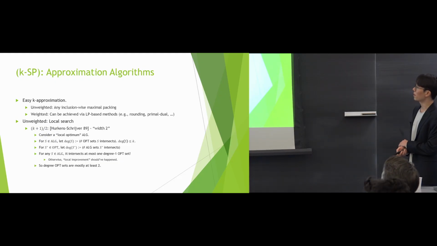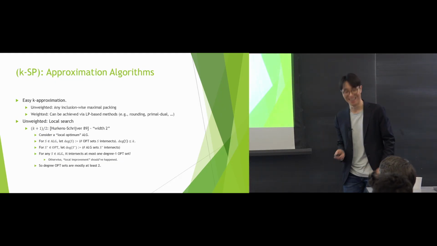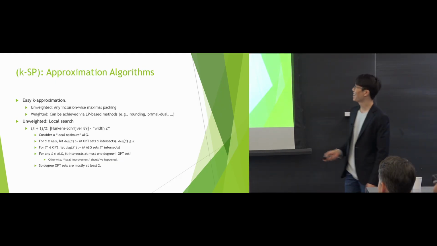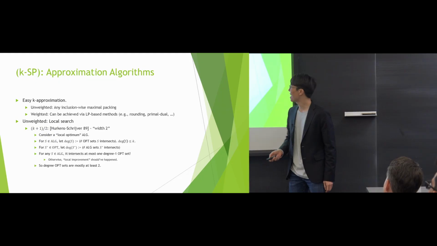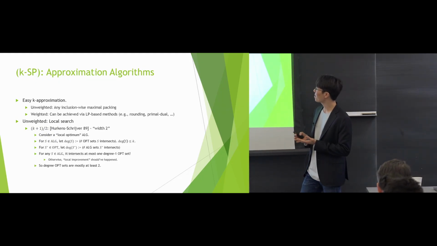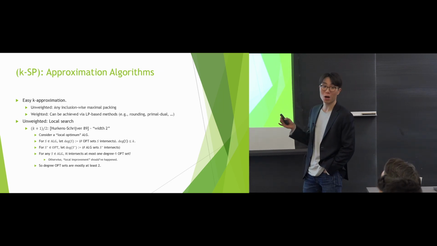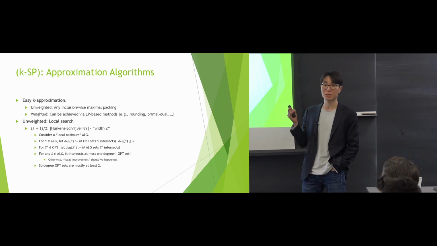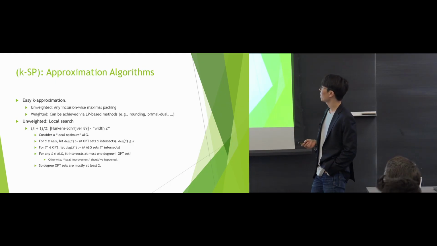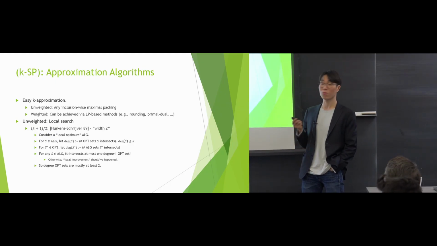So can you do better than k? I think the answer is yes, and it's a somewhat interesting algorithm. Let's start from the unweighted case. Unweighted means that each set has weight 1. Then a very nice local search algorithm can guarantee you a k over 2 approximation.